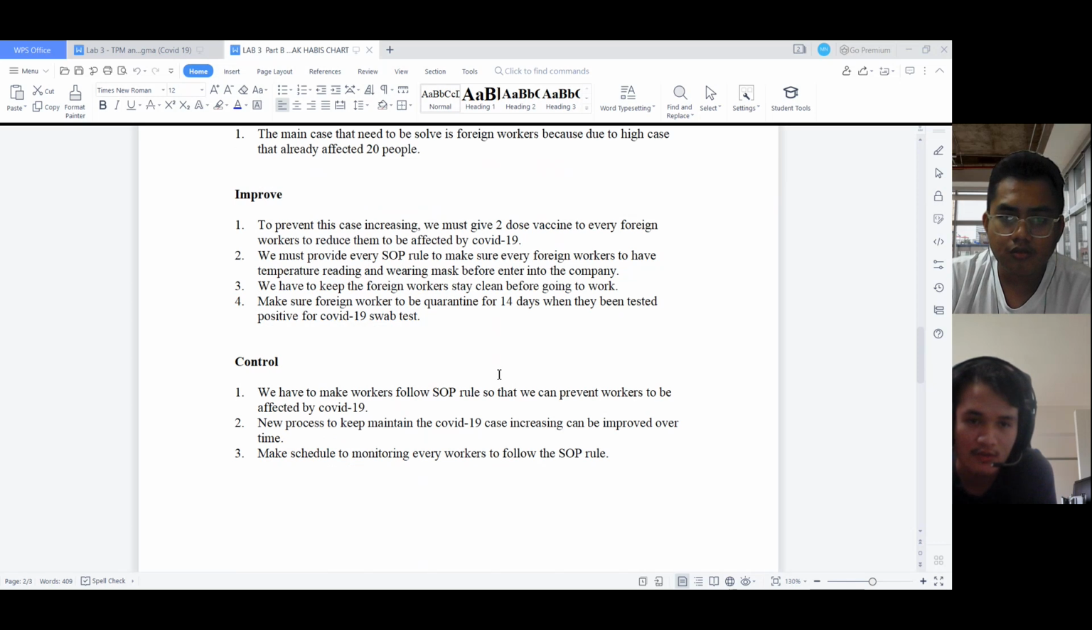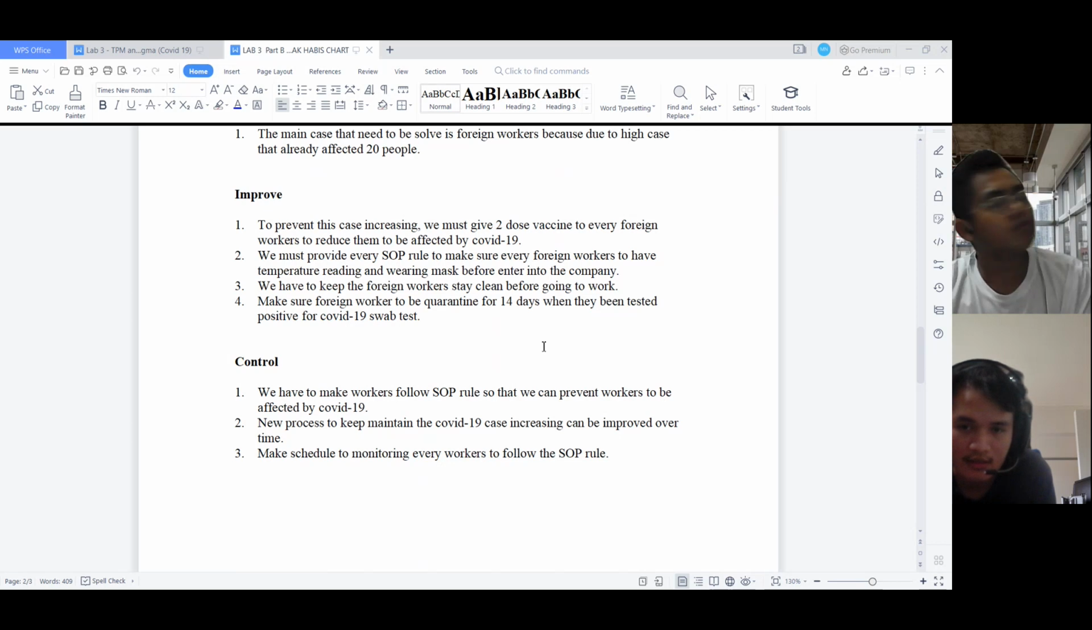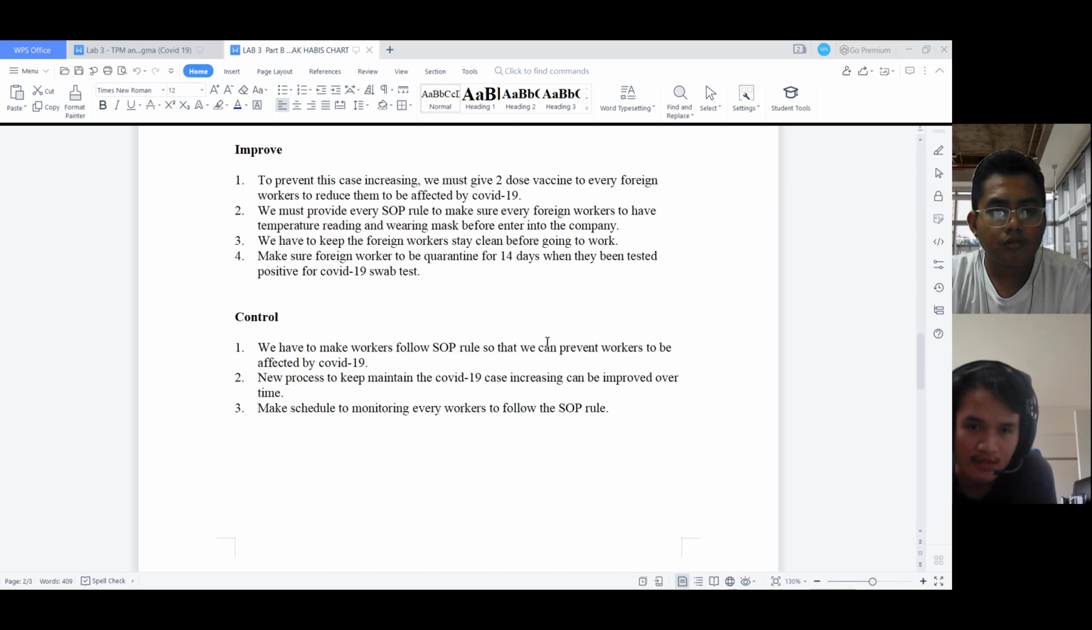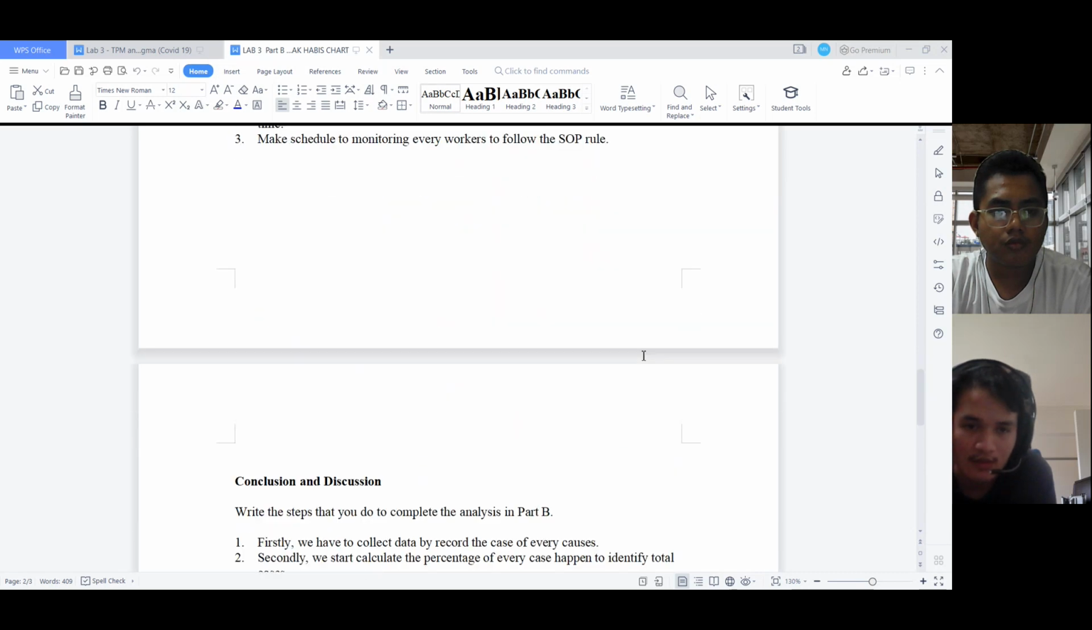So the way to control is we have to make workers follow SOP rules so that we can prevent workers from being affected by COVID-19. And then a new process to maintain the COVID-19 cases, so that the increase can be improved over time. Make a schedule to monitor every worker to follow the SOP rules.